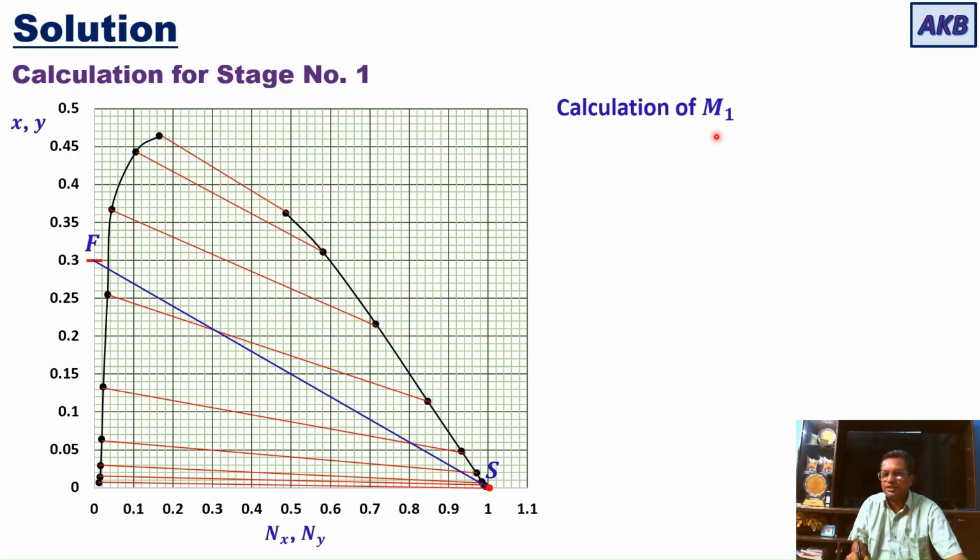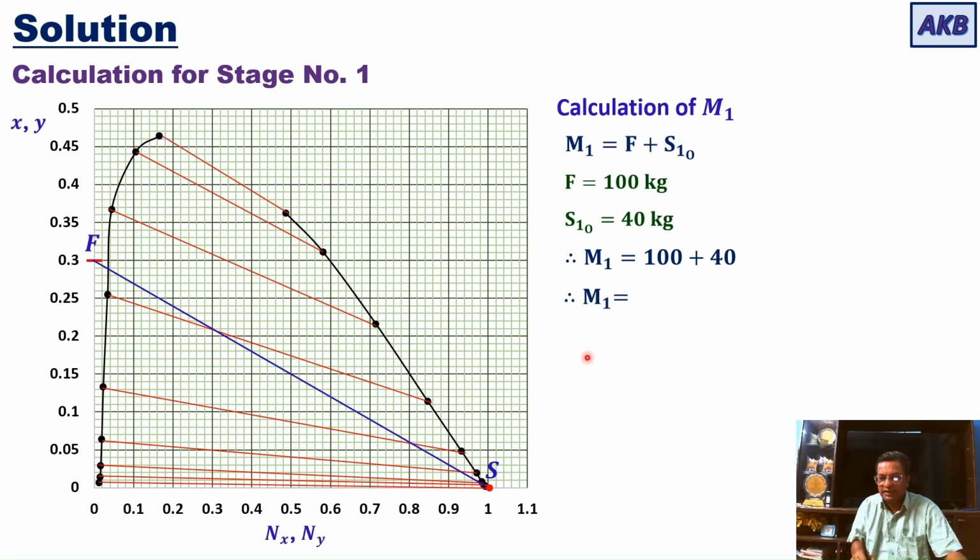M1 will be calculated by material balance. I have discussed these material balances in my previous video, where I discussed theoretical aspects of 3-stage cross-current operation. So M1 is obtained by adding F and solvent. M1 will be F plus S10. F in this case is 100 kg, and S10, the amount of solvent used in the first stage, is 40 kg. So M1 will be equal to 100 plus 40. That gives us M1 as 140 kg.